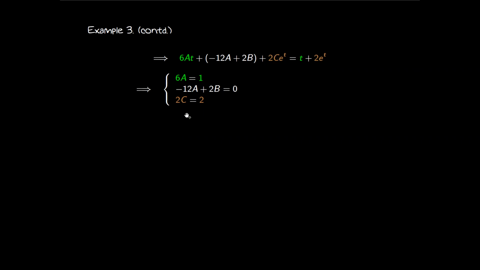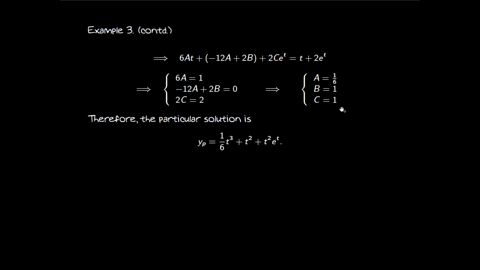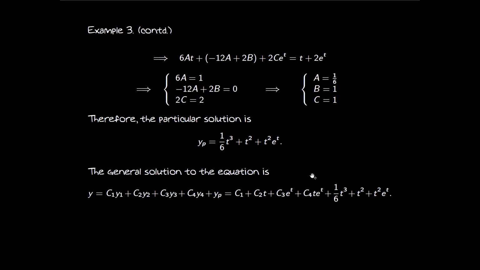And this equation system is very easy to solve. So you can get a is going to be 1/6, b is going to be 1, and c is going to be 1 as well. And finally, you get your particular solution. You just plug a, b, c into the corresponding places, right? And then your general solution to the non-homogeneous case is going to be obtained.